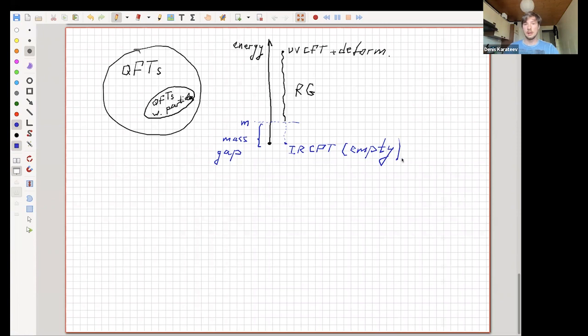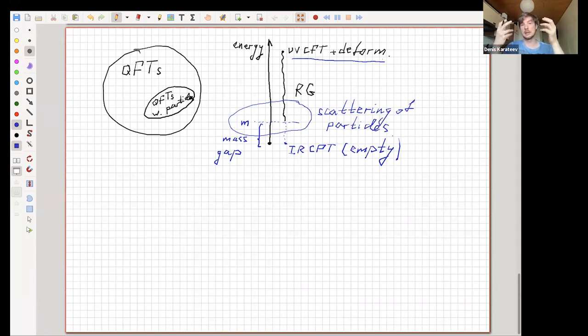Okay. And what I would like to say is that at low energies, some quantum field theories, their natural language can be reformulated in terms of scattering of particles here. So formally, the way I think about particles, in the UV CFT, UV CFT and the deformation are the degrees of freedom or the language, which is convenient to describe quantum field theory at very high energies.